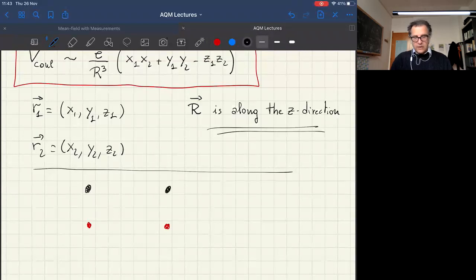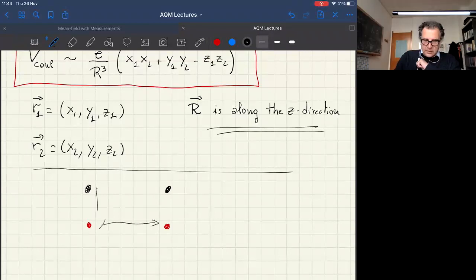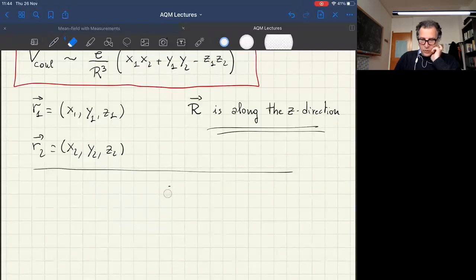If you have 4 charges of this kind, do you expect the dipole approximation to be a good approximation? No. Very good, because this distance is more or less the same as this distance. Okay, so the dipole approximation does not work. Good. So I go back to our problem.